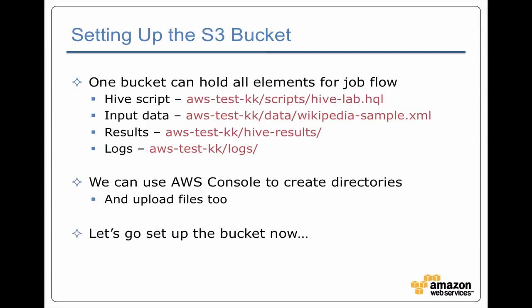So what's the first thing that you need to do when you're running a Hive job flow? Well, you need to set up a bucket in S3, and in here typically then you've got your Hive script, you've got where your data is coming from, you've got where you want your results to go to, and you've got where you want Amazon to save the logs from the job. And all of this can be done using the AWS console in terms of setting up the bucket in these directories and also uploading files. So we're going to go set up that bucket right now.